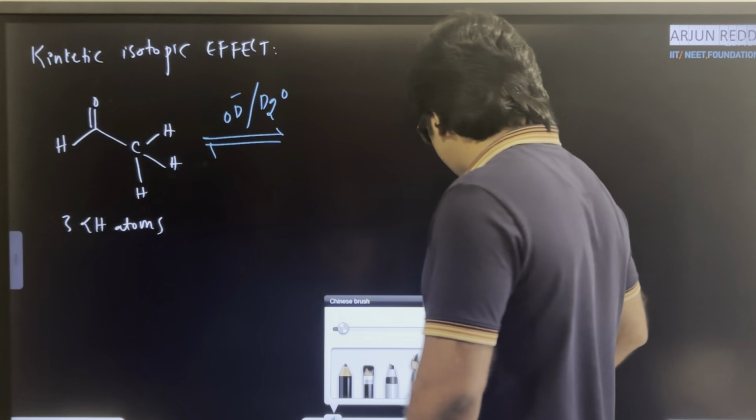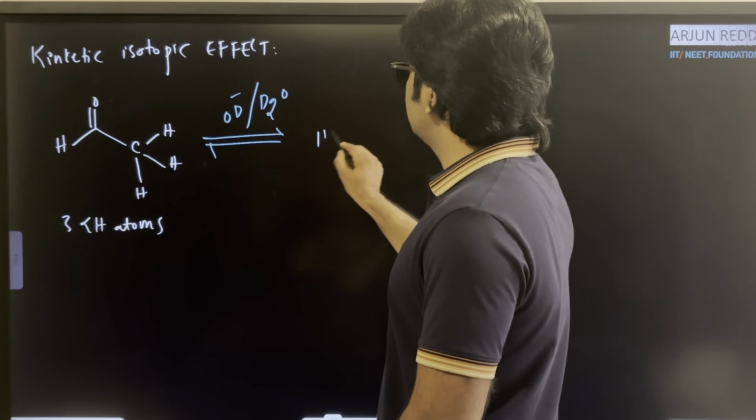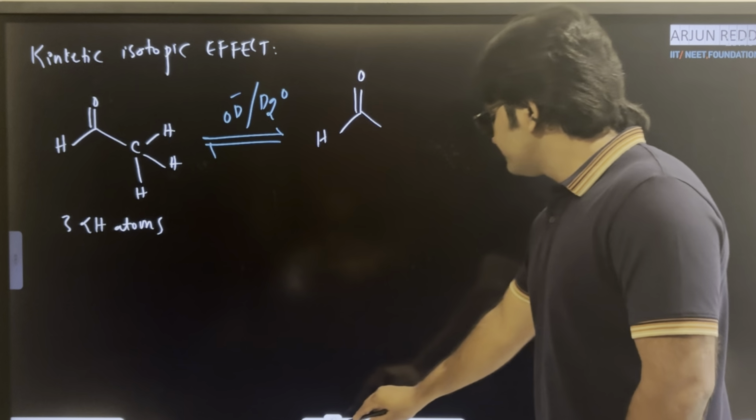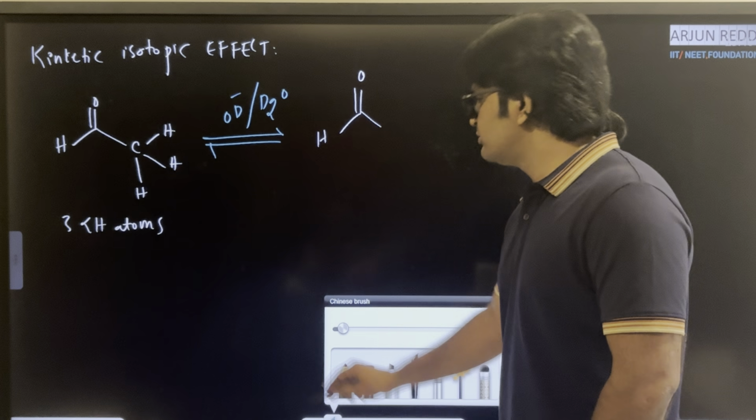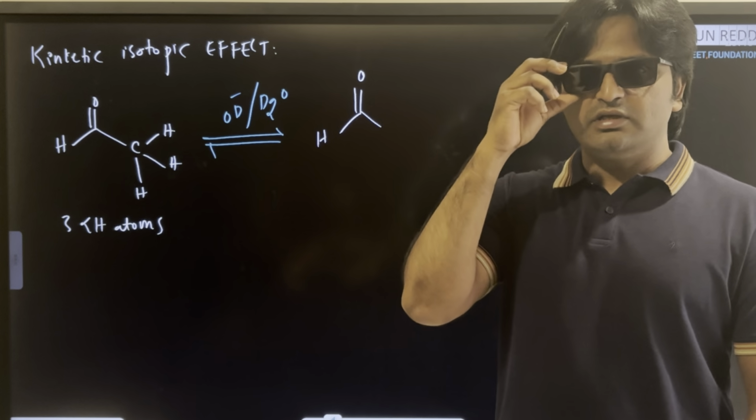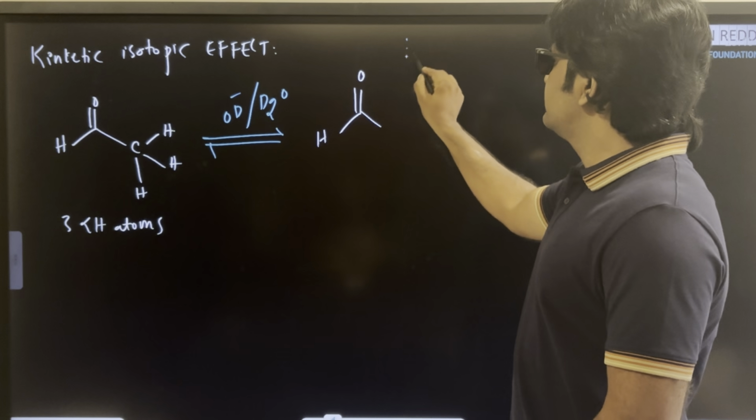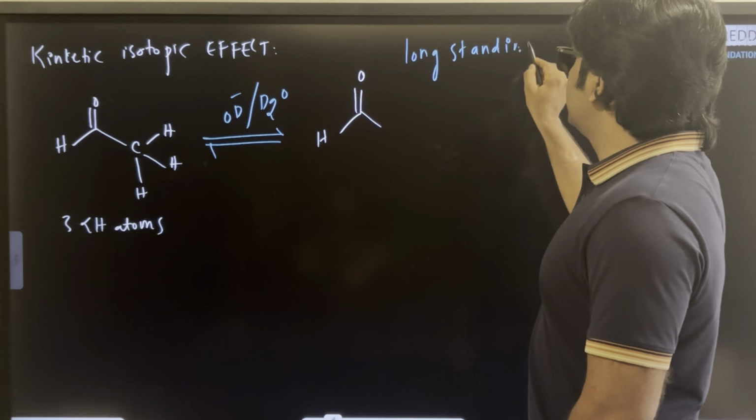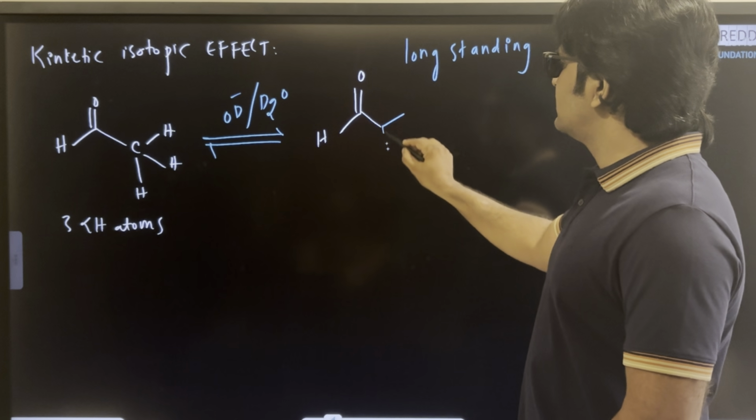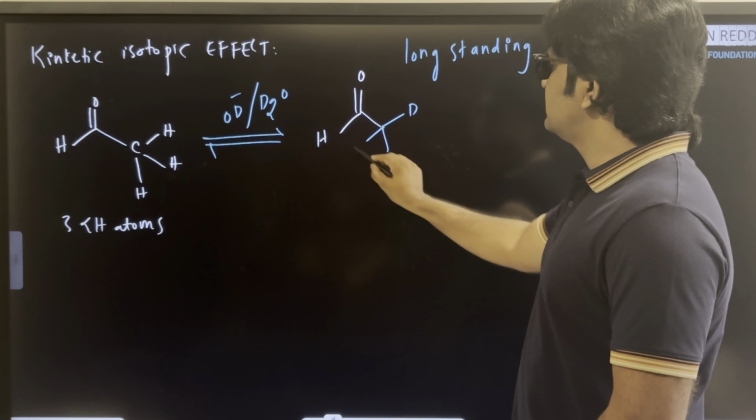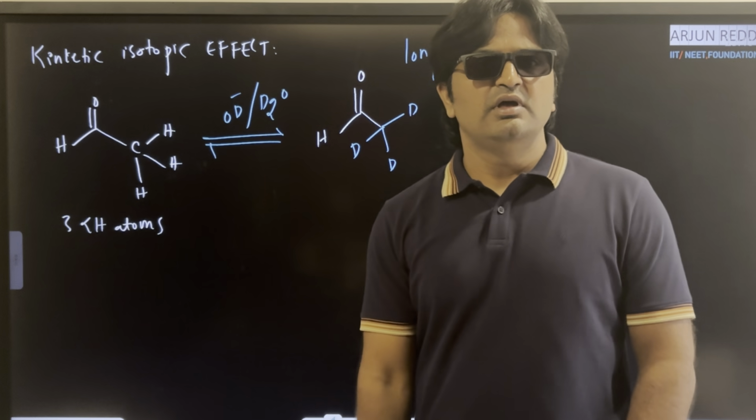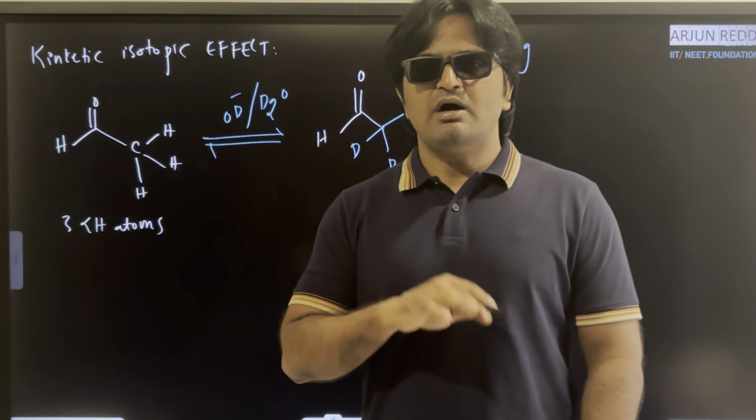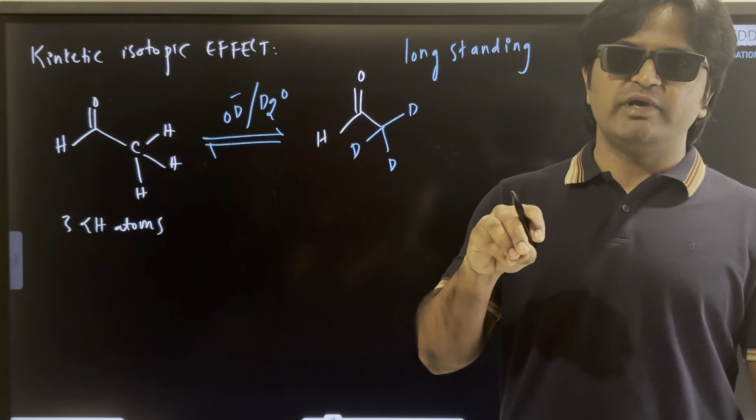So what is the expected product here? Expected product is like this, HC double bond O. Before taking that condition, how many hydrogen atoms are there at alpha position? 3 alpha hydrogen atoms are there. But on long standing, that is also a very important condition, all these hydrogen atoms are replaced by deuterium. That is what we call the kinetic isotopic effect. On long standing, whatever the number of acidic hydrogen atoms present, all these acidic hydrogen atoms are replaced by deuterium.